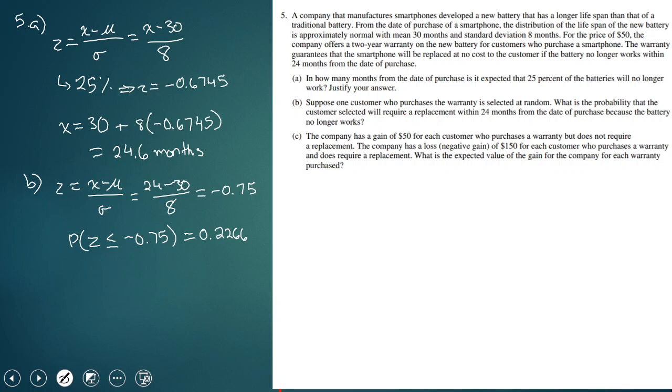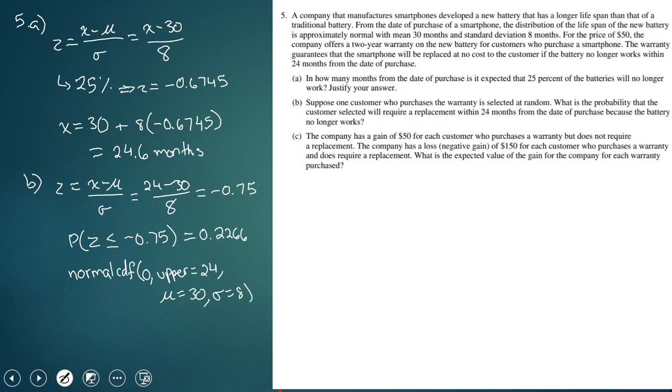Now if you wanted the calculator method of doing this, this would just be normal CDF. I would say 0 is the lower bound, but my upper would be 24 because we're trying to find less than or equal to 24. And then I'd say mu is equal to 30 and the standard deviation is equal to 8.